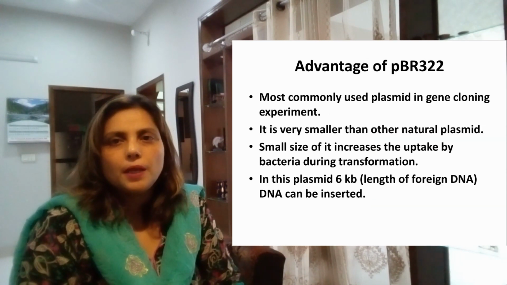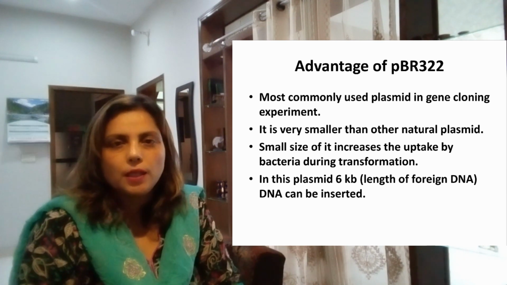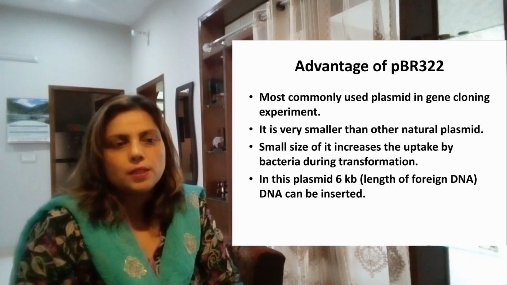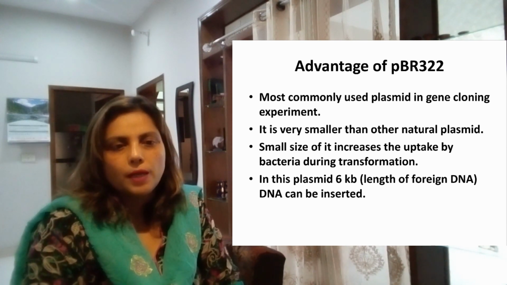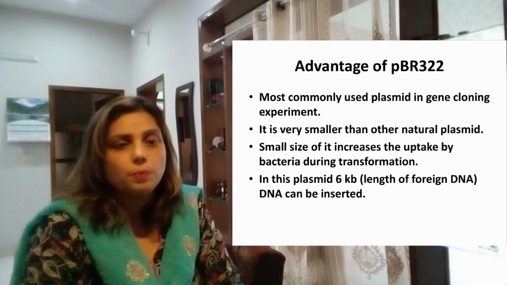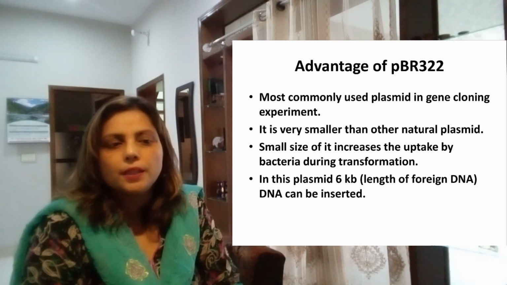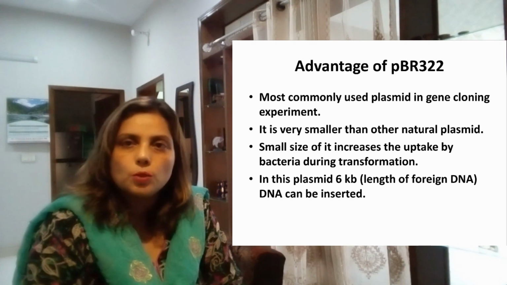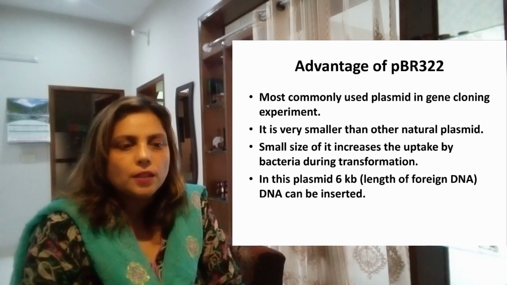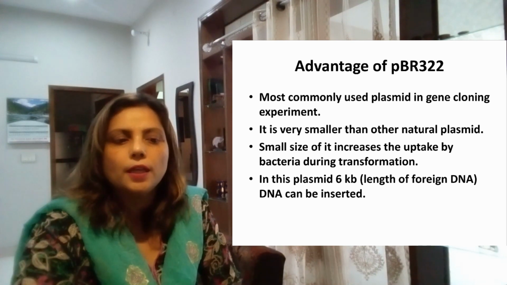The advantages of pBR322, which is an example of the most frequently used plasmid: the first advantage is that it is very commonly used in gene cloning experiments, and it is much smaller than other natural plasmids. Its small size increases uptake by bacteria during transformation, so it can be easily taken up by the bacteria. In this plasmid, foreign DNA of 6 kb length can be inserted.